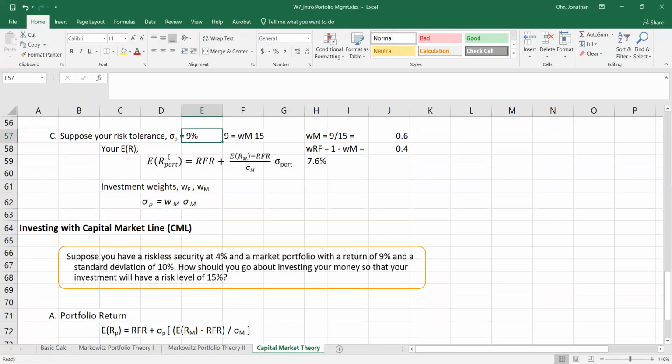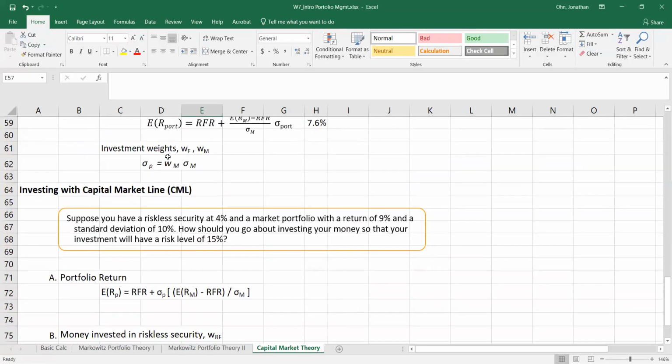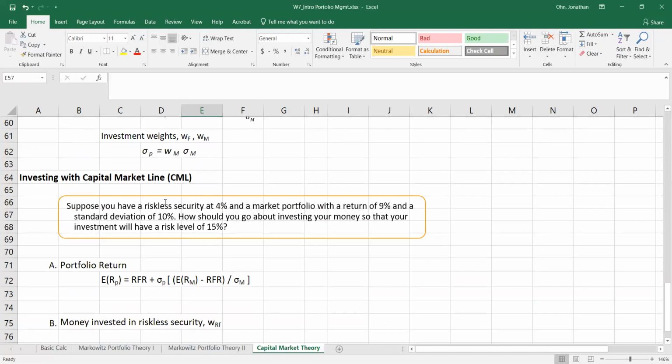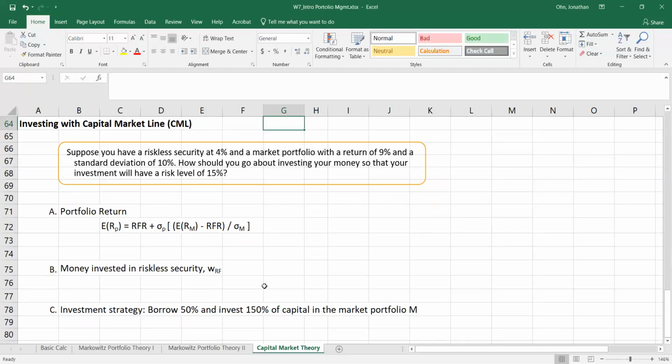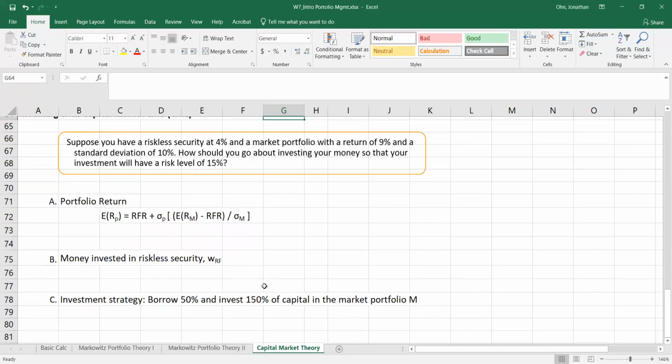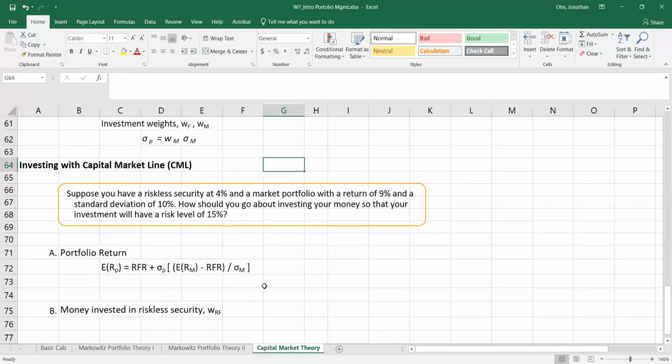You follow me? Okay. Another example: investing with the capital market line. Suppose you have a riskless security at 4%, and a market portfolio with a return of 9% and standard deviation of 10%. How should you go about investing your money so that your investment will have a risk level of 15%? This one is a very interesting example. Let's use this one here.